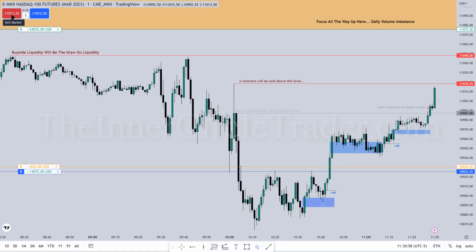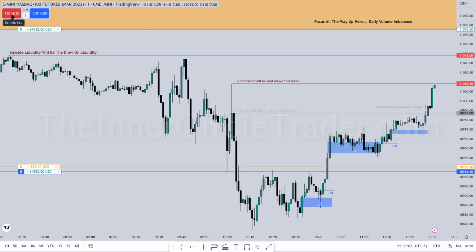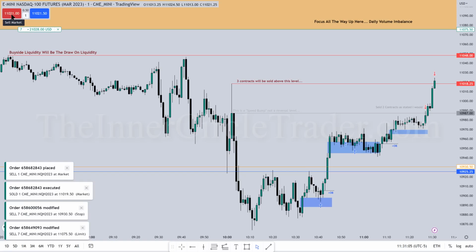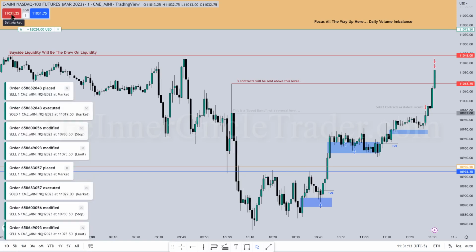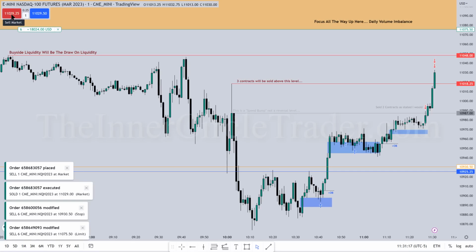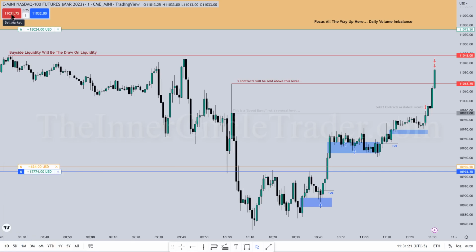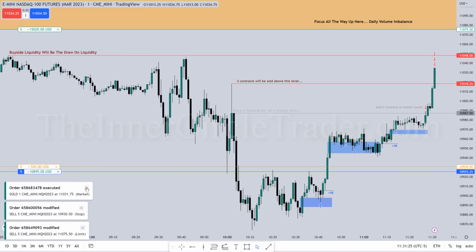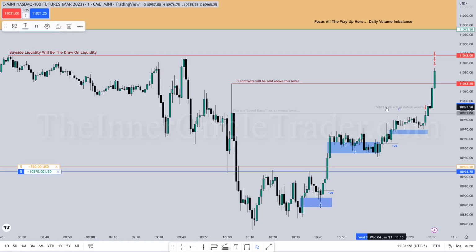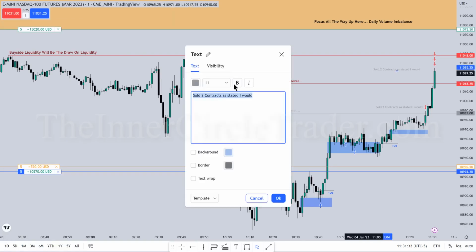I want to try to gravitate towards that 11,048 level. There's buy side liquidity. Now there's me taking one off there. I'm watching. I want to see the expansion. There's another one coming off. I want to see if I can get a little bit more movement on this candle, knowing that it's going to go to 11,048. And there's the third one.